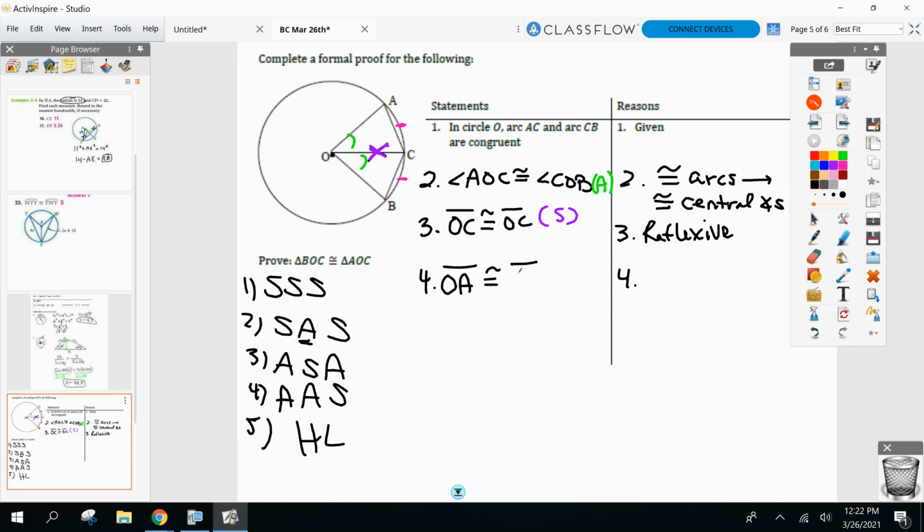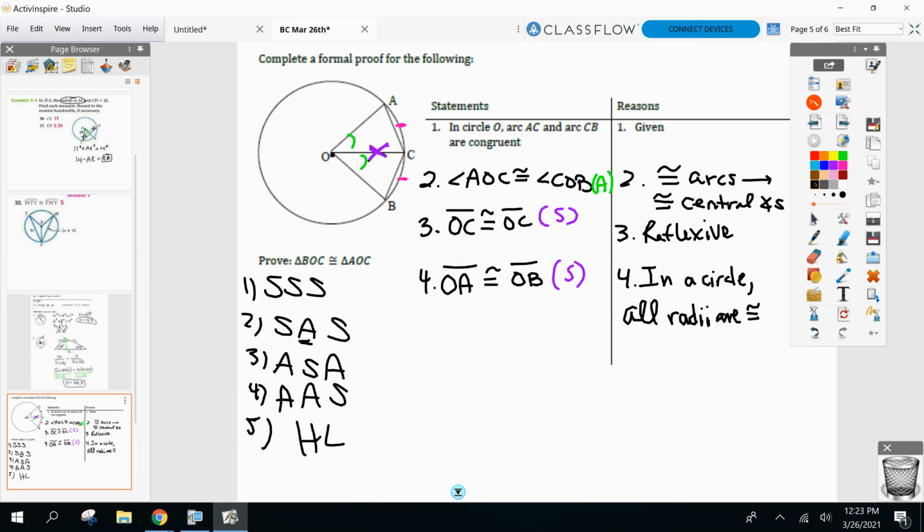OA congruent to OB. What are those that Eric just gave me? Radii. Remember, we just went over a ton of algebra problems where the radii are always congruent. I know we only wrote it once yesterday, but in a circle, that statement's got to be there. Because if you write all radii congruent without that, that's not true, right? Or every single radii congruent? No, only in a circle. The same circle. In a circle, all radii are congruent. And that gives you another pair of sides.